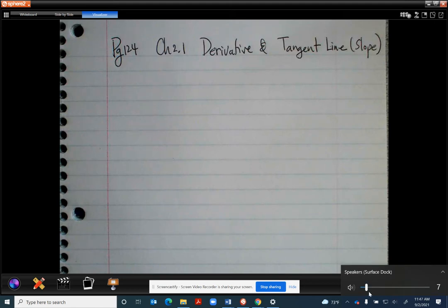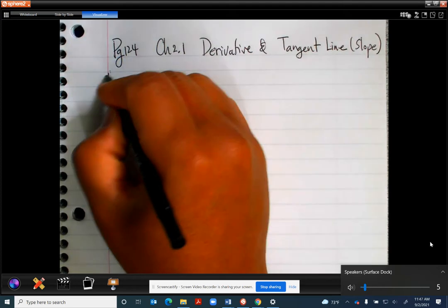Now, I know that some of you are not familiar with the tangent line, so I'm just going to help you understand it now. Okay, so let me give you an example of a tangent line. Here's an example.